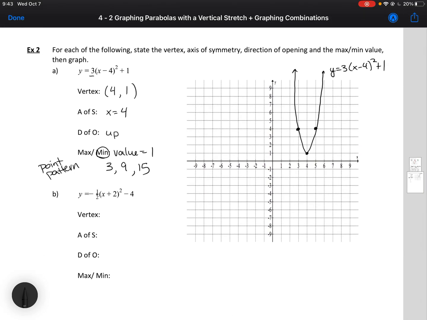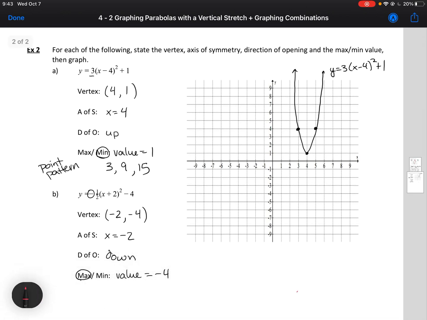Let's do a second example here. We've got y equals minus 1/2 times x plus 2 squared minus 4. So my vertex, I'm going to pull out my x transformation and my y transformation. My axis of symmetry is the x-coordinate of the vertex. My direction of opening in this case is down because my a value is negative. Because my parabola is opening down, I'm going to have a maximum value, and that maximum value is going to be equal to the y-coordinate of my vertex.